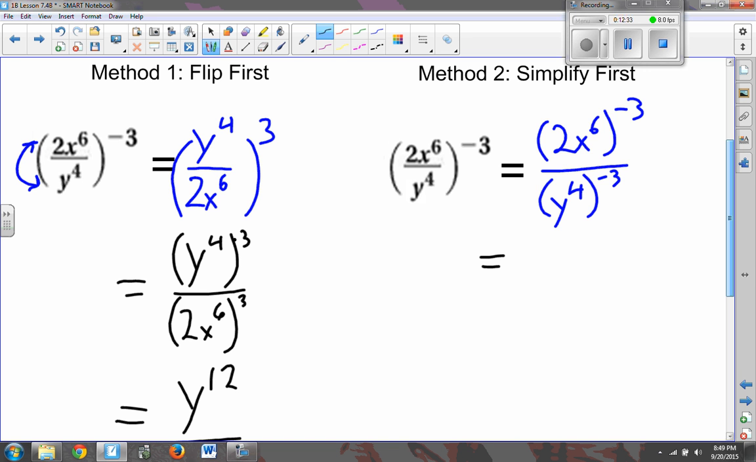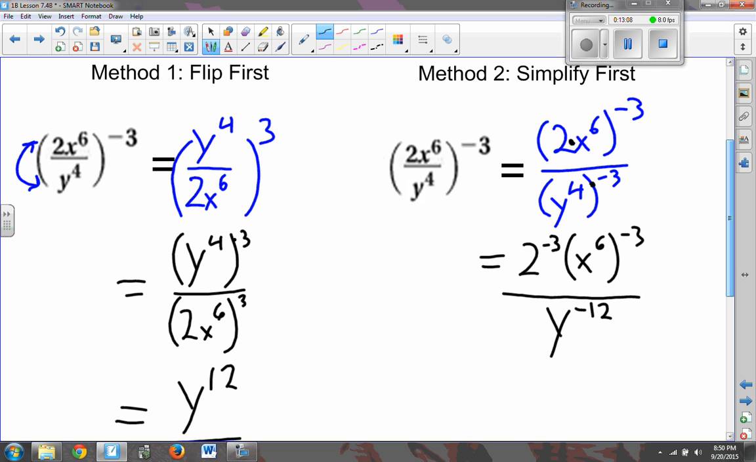Now, the top of my fraction is where I'm raising a product to a power. So I know that I need to raise both pieces here, the 2 and the x to the 6th, to that power. So I'm going to have 2 to the negative third times x to the 6th to the negative third. And now on the bottom, I can do this one right away, because I have y to the 4th to the negative third. And when I raise a power to another power, I know I get to multiply those. So 4 times negative 3, this is y to the negative 12th on the bottom.